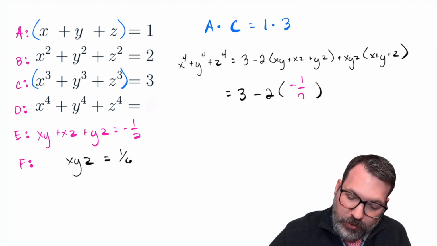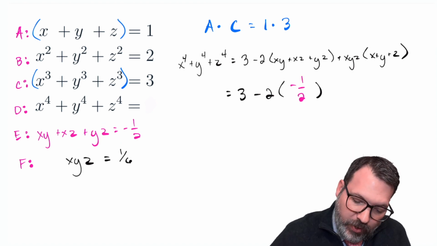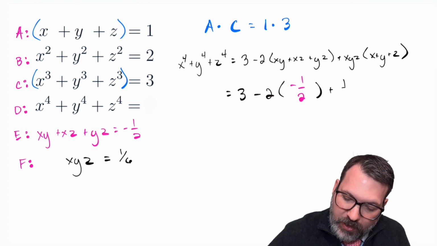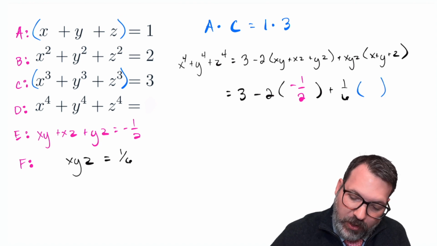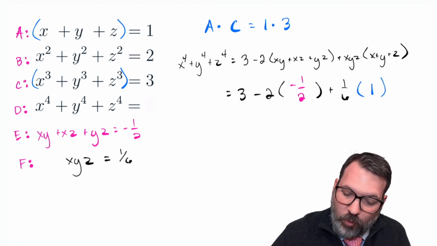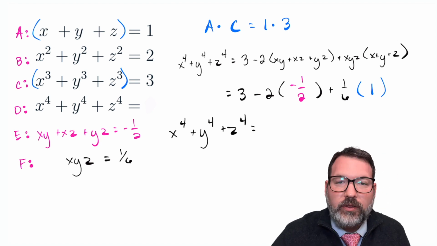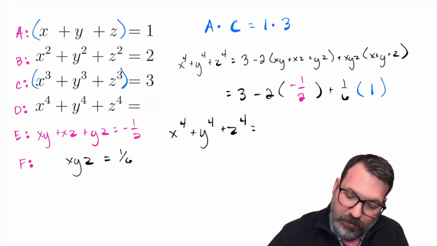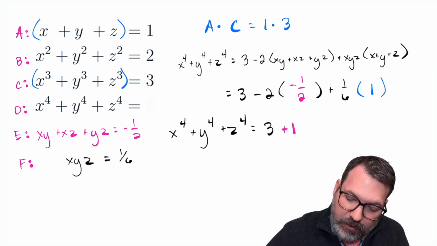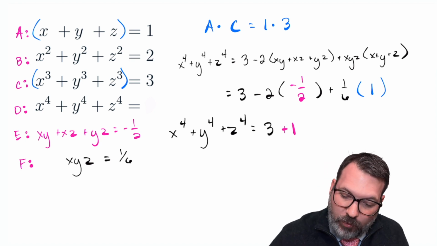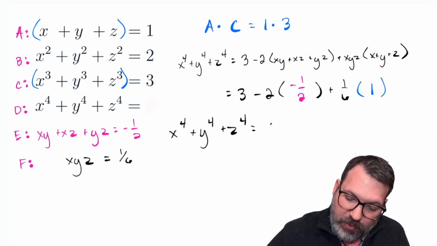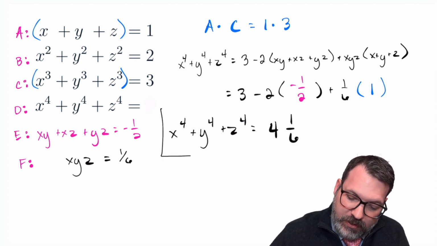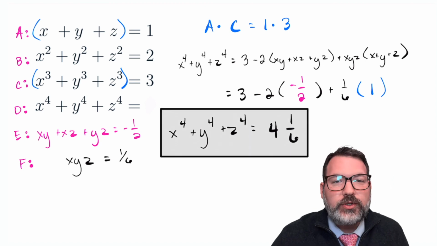And that's basically it. The 3 stays 3, the minus 2 stays minus 2, but that xy plus xz plus yz we know is equal to negative 1/2. That xyz we know from the work that we did before is the same thing as 1/6. And of course, from way back at the beginning over here, we know that x plus y plus z is equal to 1. And so finally, what is x to the fourth plus y to the fourth plus z to the fourth? 3 plus 1, negative 2 times negative 1/2 is positive 1, plus 1/6, 1/6 times 1 is 1, and 3 plus 1 plus 1/6 is the same thing as 4 and 1/6. And that's it. That is the answer to our problem.